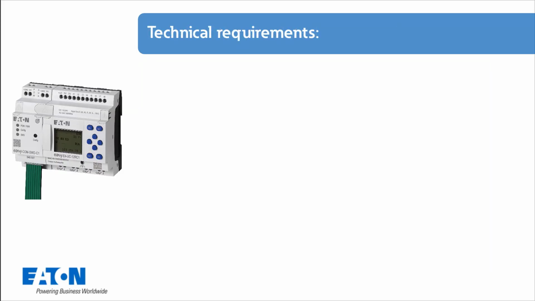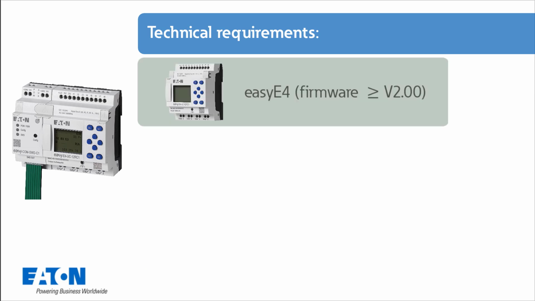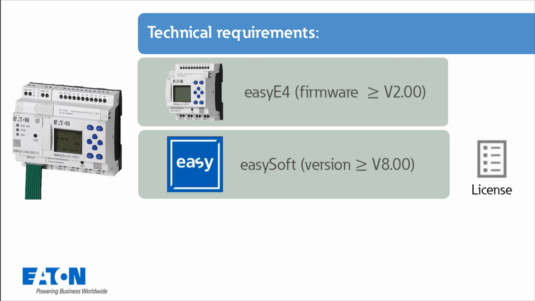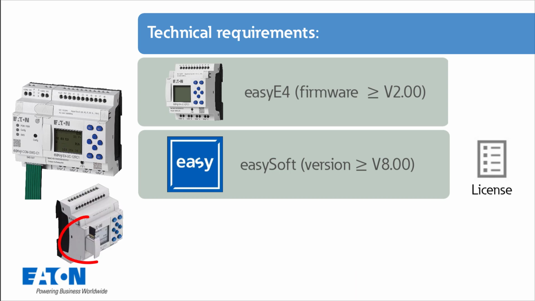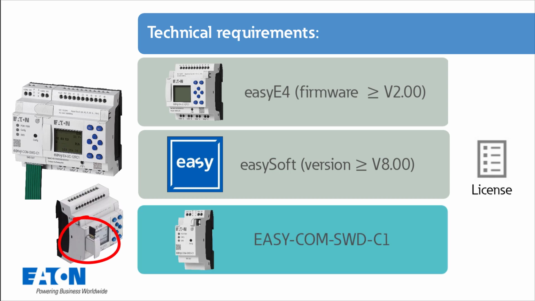The following technical requirements must be met. An easyE4 basic device with firmware version 2.0 or higher and hardware version 0.8 or higher, the easySoft programming software version 8.0 or higher. A license is required for the easySoft programming software. Software, firmware and updates can be downloaded from www.eaton.com/software. An SD memory card, an EasyCom SWD-C1 module. This module is not required for using the data logger, but is used in this example.